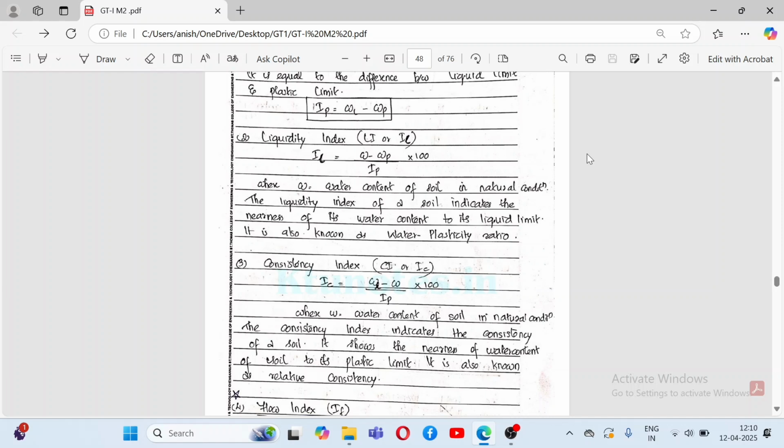Okay, next is the consistency index. Okay, consistency index is given by IC. Okay, IC is equal to WL minus W divided by IP into 100. The same as before, W is the water content of soil in natural condition. The consistency index indicates the consistency of a soil. Okay, it shows the nearness of water content of soil to its plastic limit, whereas in liquidity index it is nearness of water content to its liquid limit.